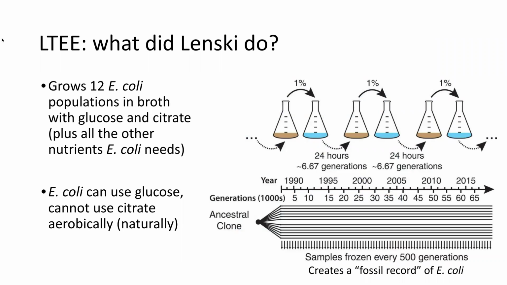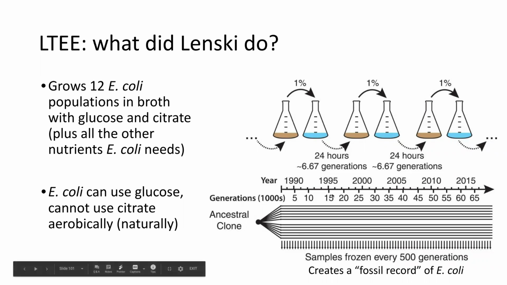So he grows his 12 E. coli in a broth with glucose and citrate, plus all the other nutrients that E. coli needs. Now, what he does is after this E. coli grows for 24 hours, he takes 1% of the volume and transfers it to brand new, fresh media. So it has all the nutrients E. coli needs. And he does this every 24 hours, which again leads to about 6.6 generations of E. coli every 24 hours.